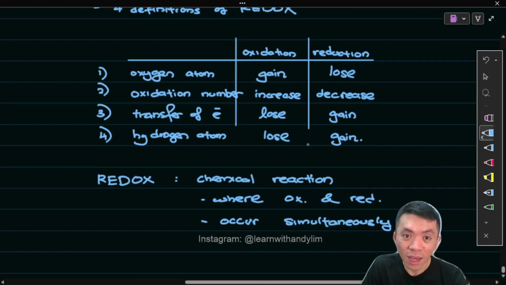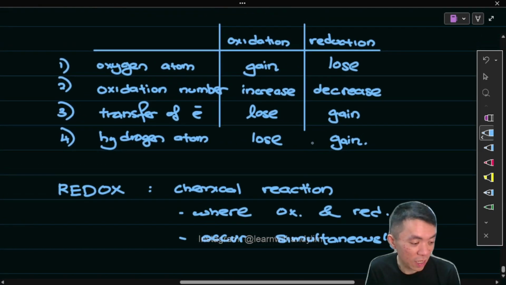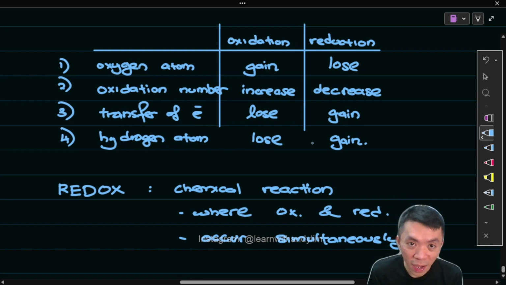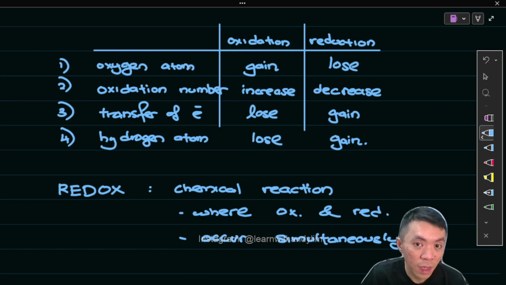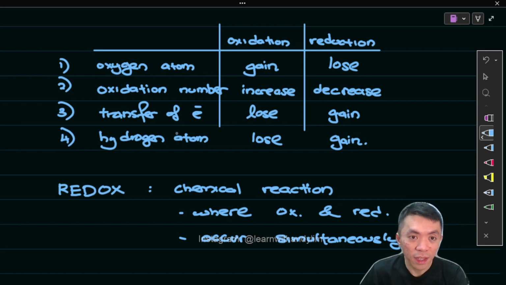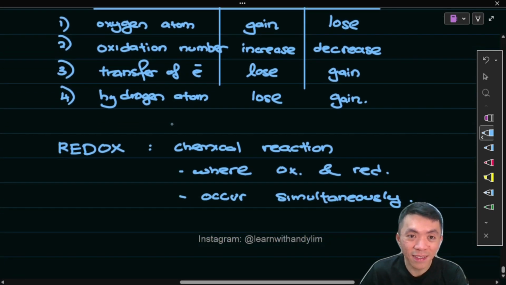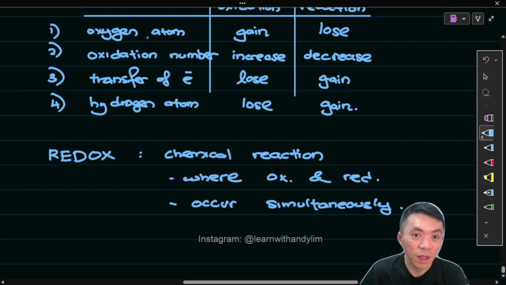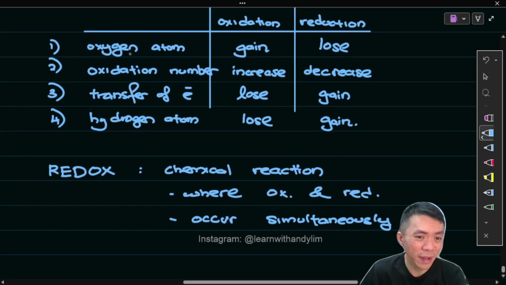We can tell a reaction is a redox reaction by looking at the oxygen atom, or by looking at the oxidation number. Transfer of electron is slightly tricky, but we will be able to look at it later on. Okay, let's move on. Let us see one example. How do I determine whether it is a redox reaction based on oxygen atom?